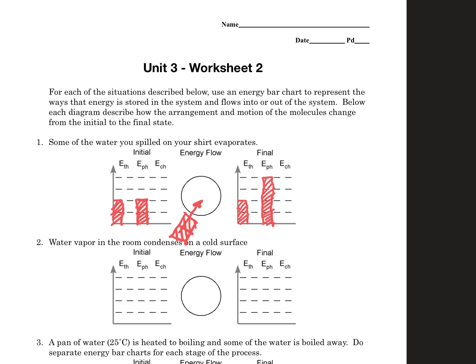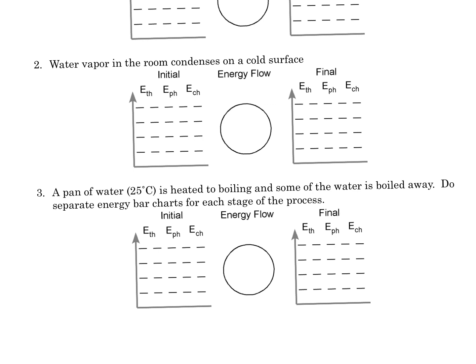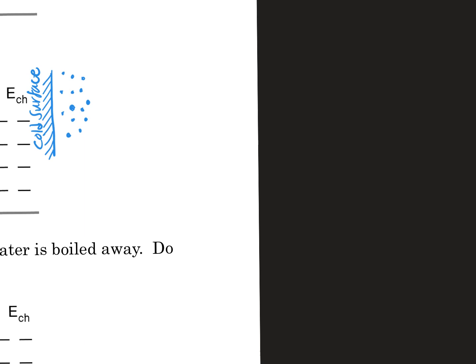All right, let's try another one. All right, problem number 2 says, water vapor in the room condenses on a cold surface. Now, in order to understand what's going on here, I'm going to draw a particle diagram, okay? On my diagram here, I've got a cold surface right here, okay? It says cold surface. Outside of the surface, I've got water vapor, okay? So this is air right here, and this is the water vapor that's in the air, okay?